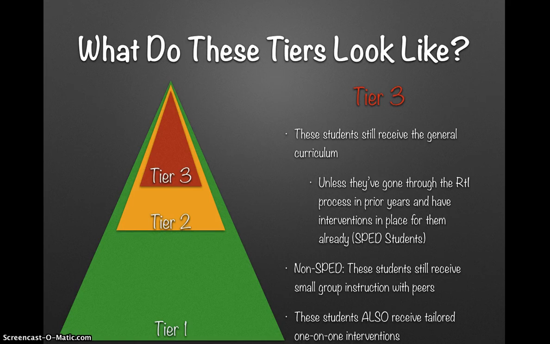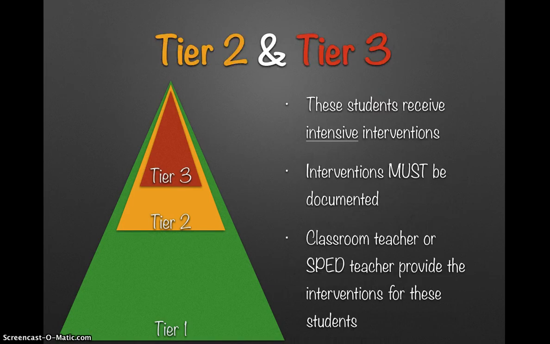All right, Tier 2 and Tier 3 together. These students receive intensive interventions. Interventions must be documented. I cannot stress this enough. You have to write down what you're doing with these students. If you don't write it down, if you don't record it, you are wasting your own time and you are wasting the students' time. I have a little section about documentation later on, so if you don't know what that is, keep listening.